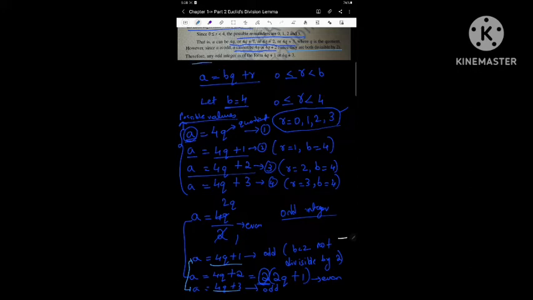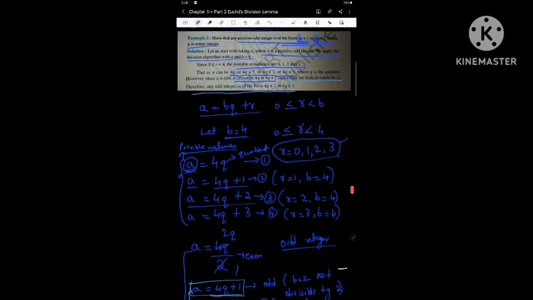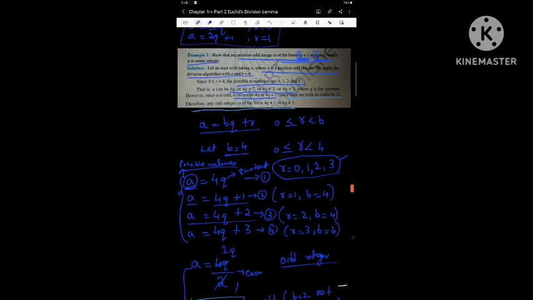Therefore, any odd integer is of the form 4q plus 1 and 4q plus 3. So, I hope this was clear why they have said any positive odd integer is of form 4q plus 1 or 4q plus 3. So now let's move to the next question given in your NCERT book.